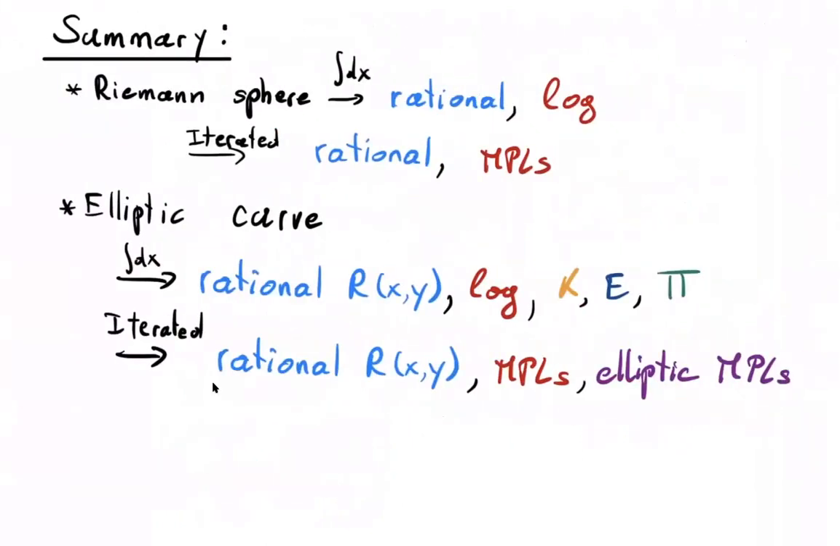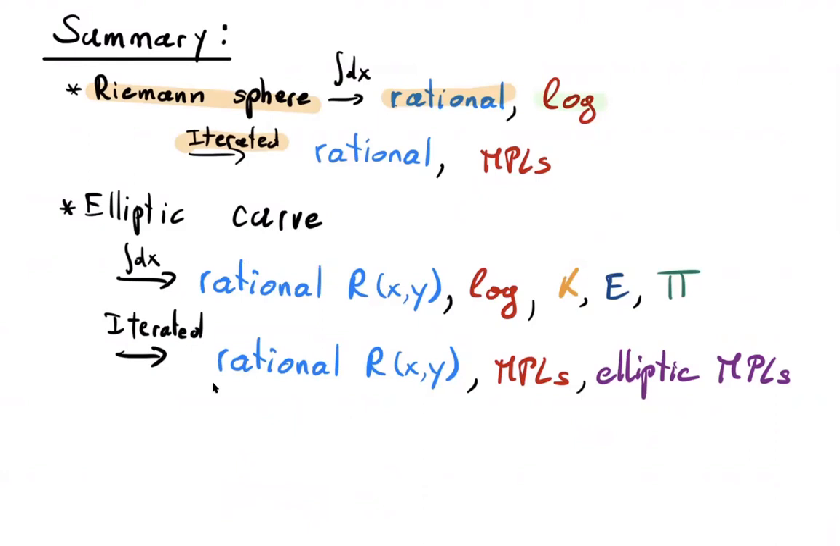So what is the upshot? The upshot is that while we said at the beginning, we started on the Riemann sphere. When you start with a rational function, you do an integral, you get a rational function, and you get logs. And then if you iterate this, you get a rational function, you get multiple polylogs.